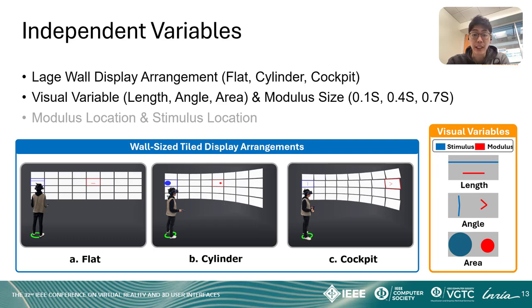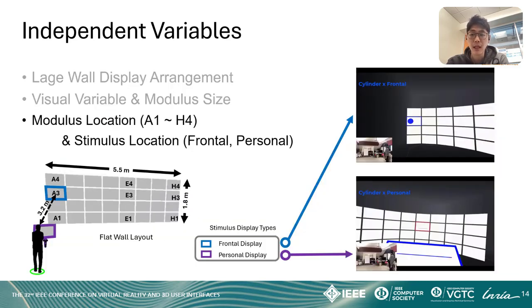There are 3 modulus conditions. Three modulus sizes are 0.1, 0.4, and 0.7 times their initial stimulus sizes. For more details, please refer to our paper. There are 9 modulus locations from A1 to H4. In our analysis, results were analyzed by columns.